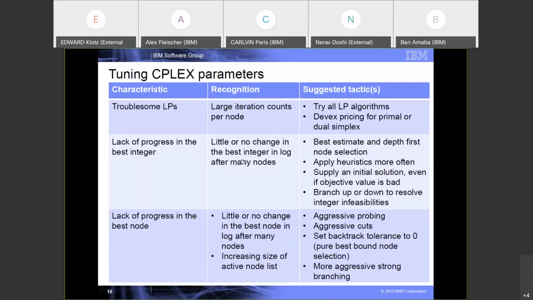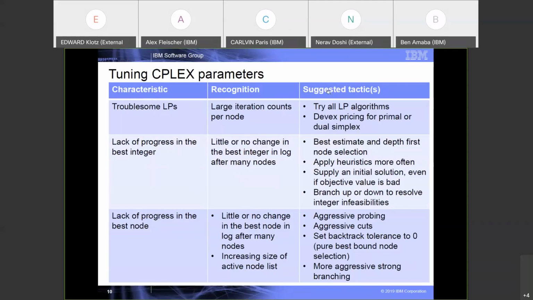In the other two, you look at lack of change in either the best integer or the best node value. And in the best node value case, an increasing size of the active node list, or the list of unexplored nodes, also comes into play. And rather than go into detail on the list of suggested parameter settings, I'm going to illustrate subsequently with an example.